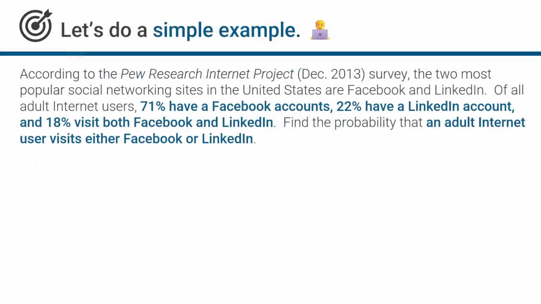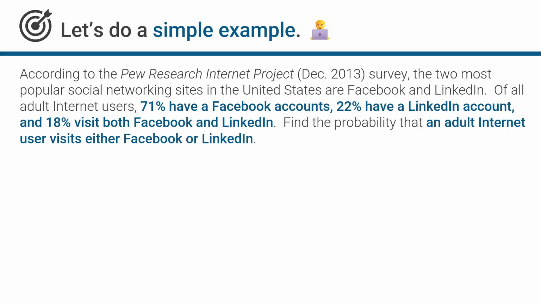For example, according to the Pew Research Internet Project December 2023 survey, the two most popular social networking sites in the United States are Facebook and LinkedIn. Of all adult internet users, 71% have a Facebook account and 22% have LinkedIn accounts, and 18% have both Facebook and LinkedIn. Find the probability that an adult internet user visits either Facebook or LinkedIn.